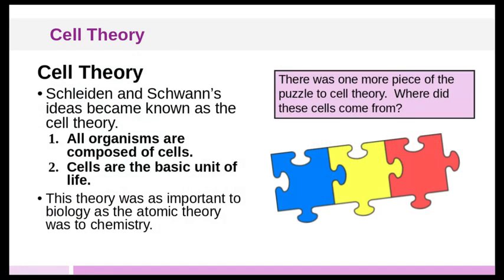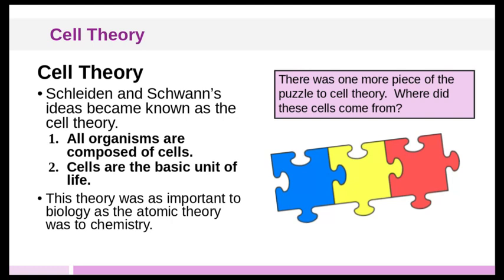And thus the cell theory was given to us by Schleiden and Schwann. The two basic principles of that are: all organisms are composed of cells, and cells are the basic unit of life. This theory was as important to biology as the atomic theory was to chemistry and also to physics.